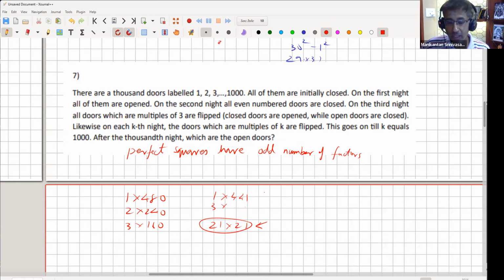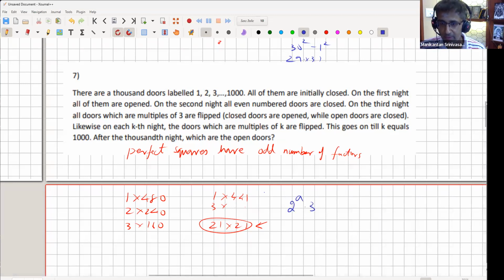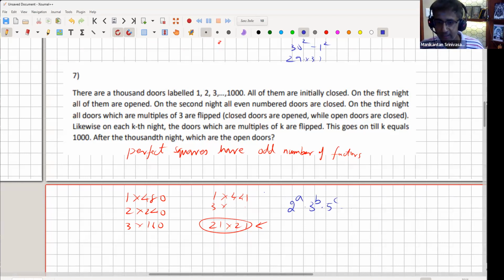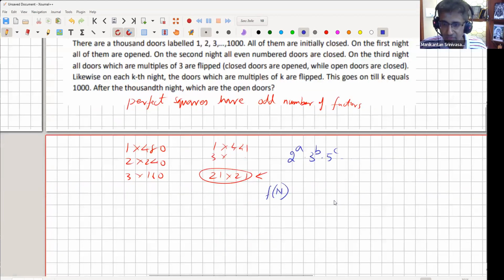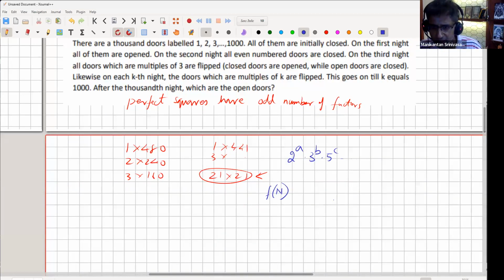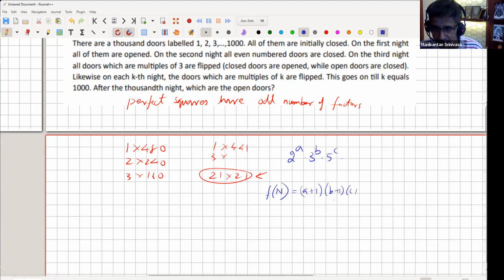Only the perfect squares will have an odd number of factors, as Apurva was saying. Another way to think about the same thing is the prime factorization: 2 power a times 3 power b times 5 power c and so on. The number of factors, f of n, is (a plus 1) times (b plus 1) times (c plus 1) and so on. We have been learning this for quite some time, right?